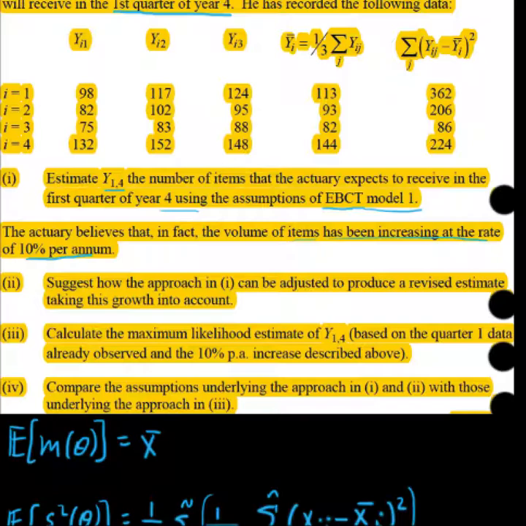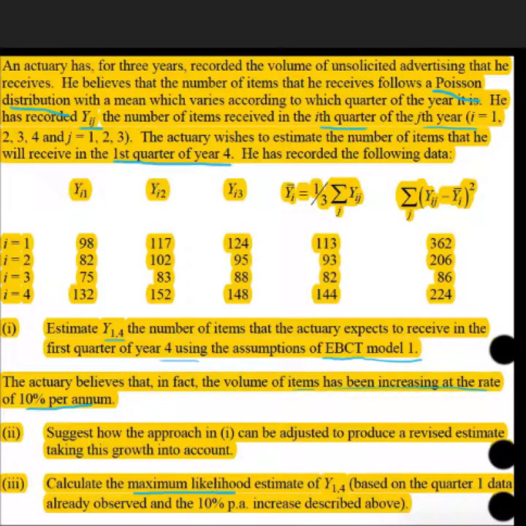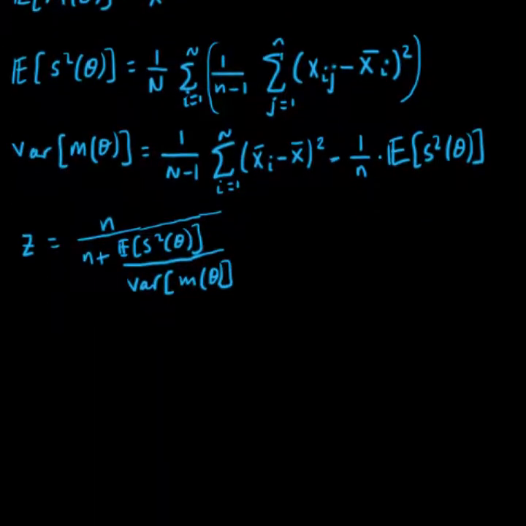Then for part 3, it says calculate the maximum likelihood estimate of that same thing we did, the first quarter, 4th year, based on quarter 1 data already observed and the 10% per annum increase described above, but we're using the maximum likelihood estimate. Normally that probably wouldn't affect the question too much, except luckily they did give us that this follows a Poisson distribution. Okay, so, sorry, I keep jumping backwards and forwards. So let's try to figure that one out.